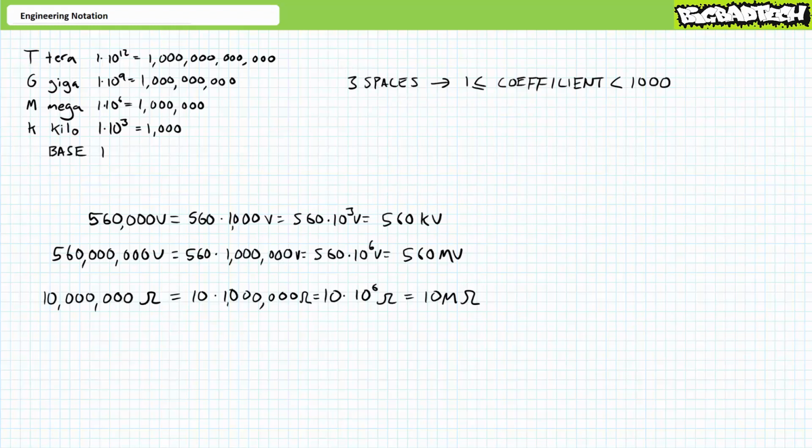If the coefficient is less than 1, you should be using the next smaller prefix. If, however, the coefficient is greater than 1,000, you should be using the next larger prefix. Long story short, if your coefficient is greater than 1 and less than 1,000, you're doing it right. If, however, your coefficient is less than 1 or greater than 1,000, you're doing it wrong.